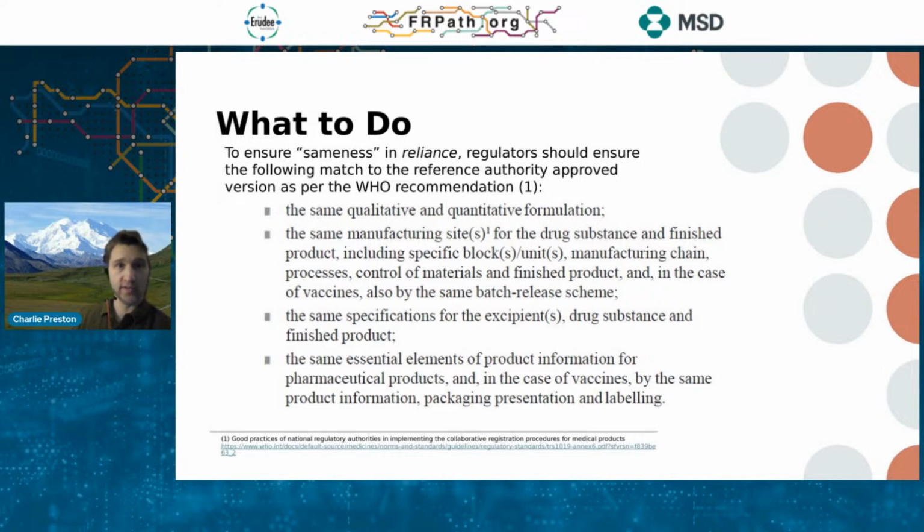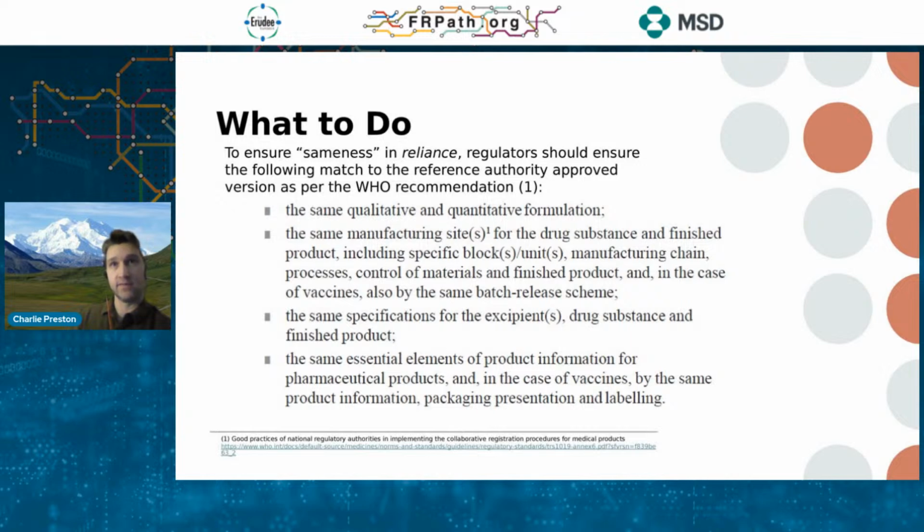WHO has already put this information out there, and this is just one place where they've done it. There may be others, but it's things like having the same qualitative and quantitative formulation. It's things like having the same manufacturing site. And we believe in this one very strongly because it's important to make sure that each of the manufacturing sites that are involved in the application have in some way been approved by the reference authority.